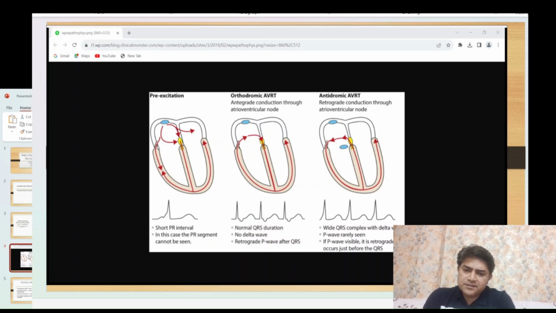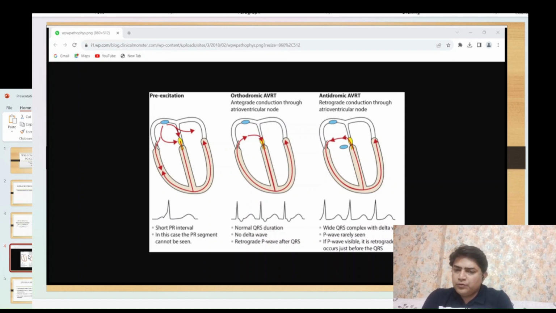This diagram is the crux to the understanding of atrioventricular reentrant tachycardia. Now there are mainly three types, and the most common of them is the orthodromic atrioventricular reentrant tachycardia, as you can see in the picture. What is orthodromic? Then there is pre-excitation. Then there is antidromic atrioventricular reentrant tachycardia. What are these?